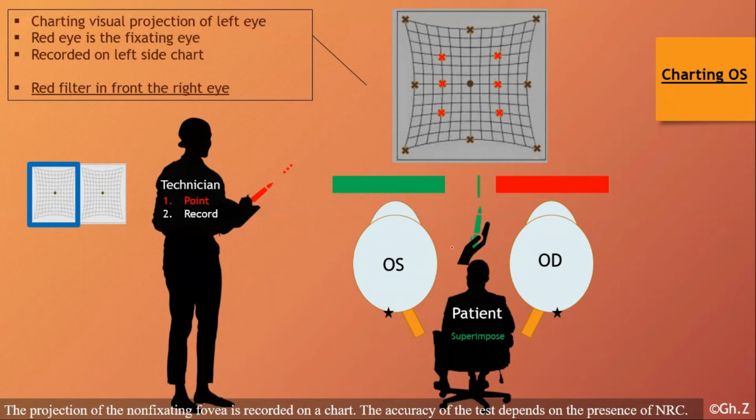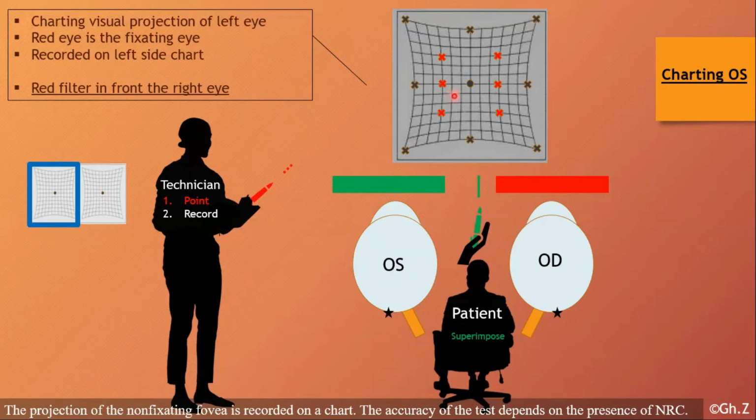But in this slide, the red filter is in front of the right eye and the green filter in front of the left eye. This is the patient side. The technician is standing beside the patient. If you remember in the video, the technician has many jobs. First, she or he is holding a red laser pointer. So as you can see here, it is in red.